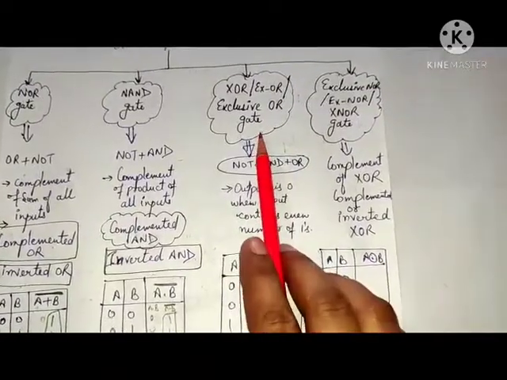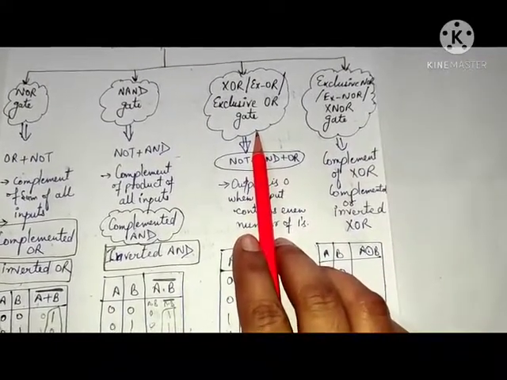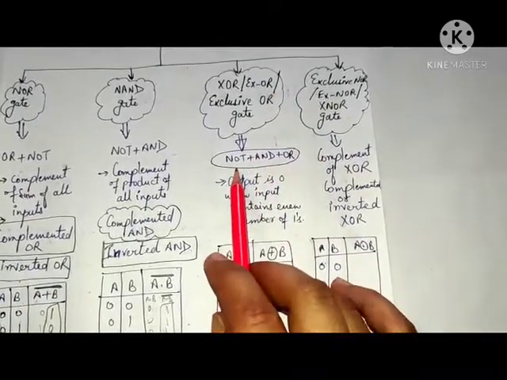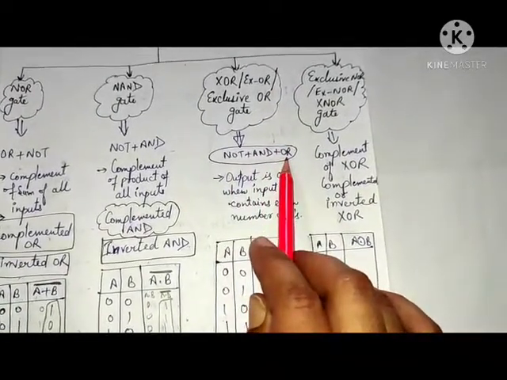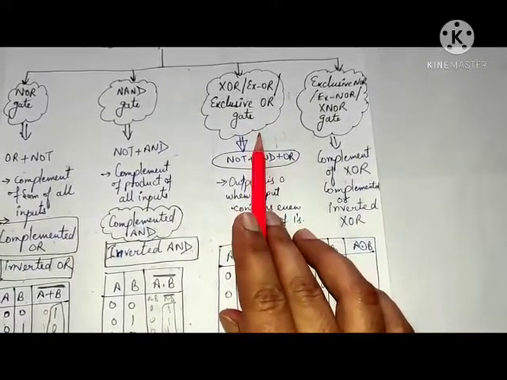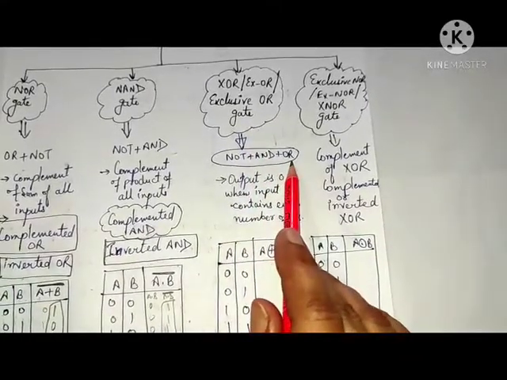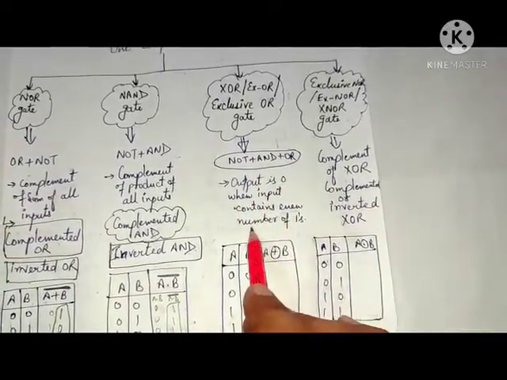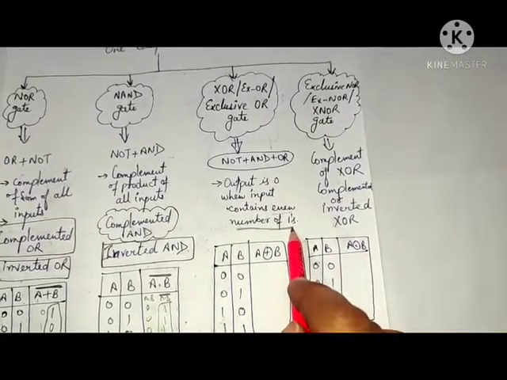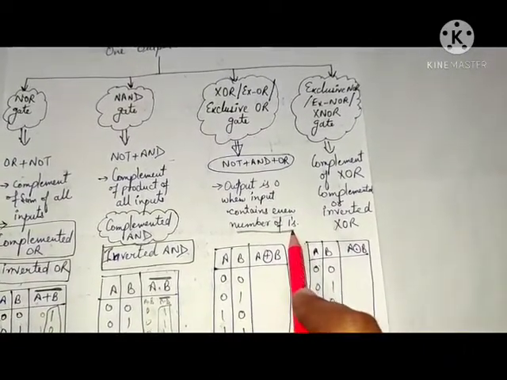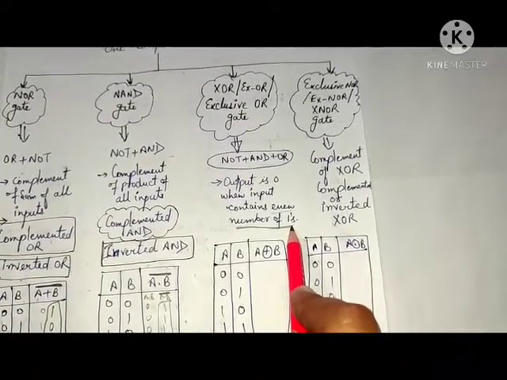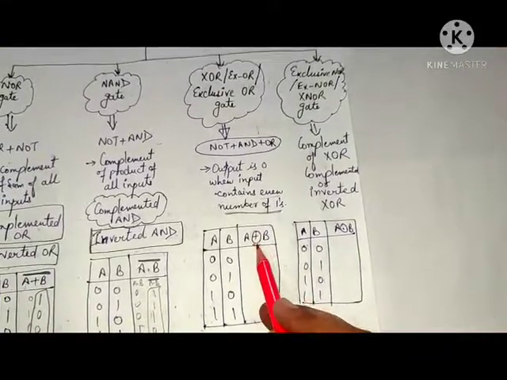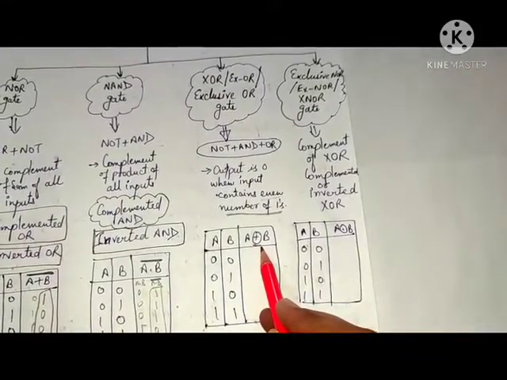Next gate is XOR gate or exclusive OR or EXOR. This gate is a combination of basic gates, NOT, AND and OR. Its output is 0 when input contains an even number of ones, and otherwise its output is 1 when input contains an odd number of ones. See here, this is the symbol for XOR gate, plus enclosed within a circle.